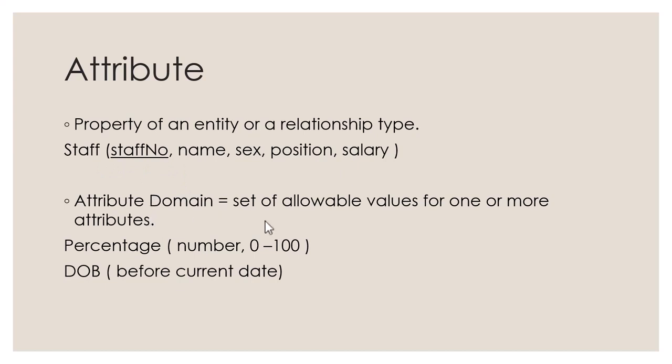Okay, attribute domain, this is a set of allowable values. So percentage should be a number between 0 and 100, right? You cannot really have 101% or a negative number. And date of birth must be before the current date, obviously, because you cannot be born in a future date.